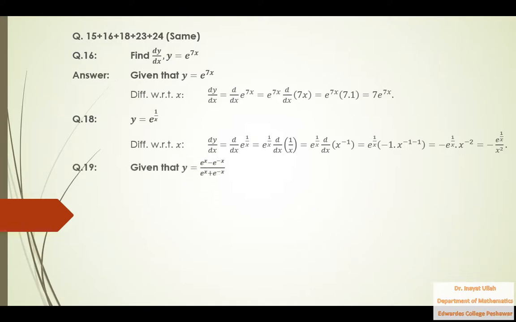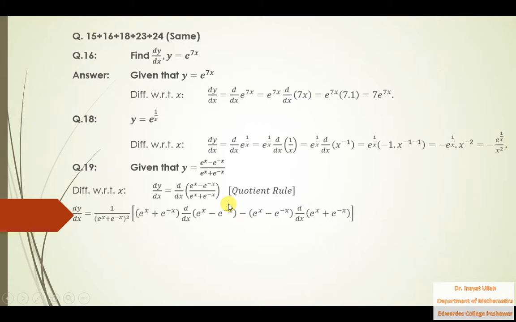Now in question number 19, we see that y is in the form of a quotient. So if you differentiate this function with respect to x, you will apply the quotient rule, because in the numerator there is a variable, and in the denominator there is again a variable. So applying the quotient rule, that is 1 by denominator square, denominator into derivative of numerator minus vice versa. So that is the quotient rule.